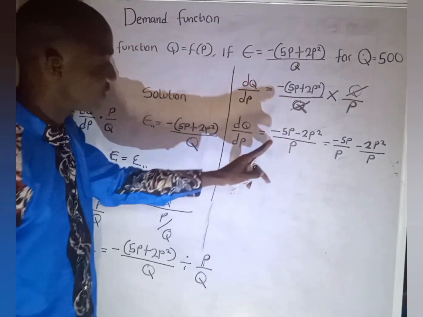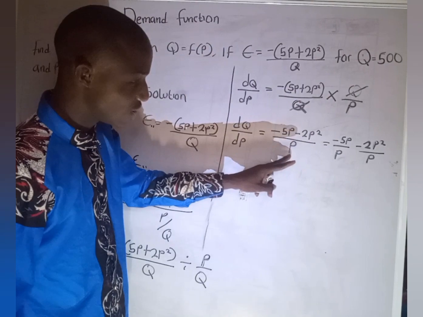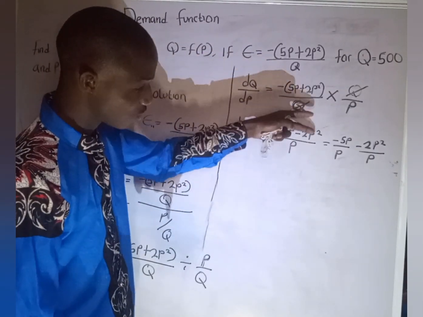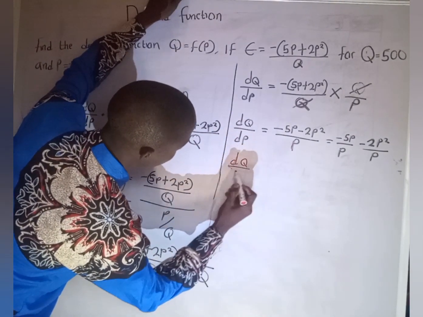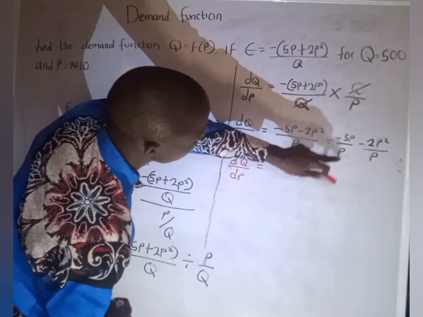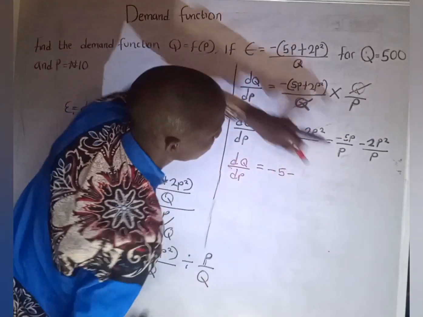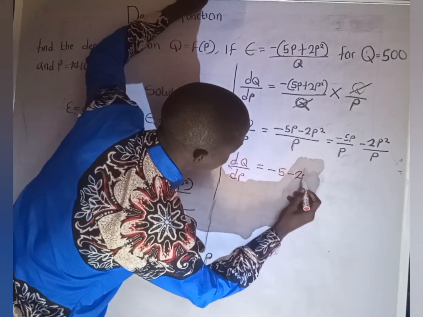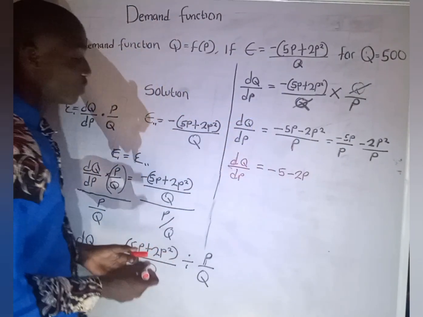What I wrote here is also the same thing, because when I find the LCM, it will be P. You get it? The LCM will be P. So we divide this P and also we divide this P. That's how we get dQ all over dP is equal to this P divided by minus 5p, so I'm going to have minus 5, minus P divided by P squared, so I'm going to have minus 2p. So dQ over dP is equal to minus 5 minus 2p.